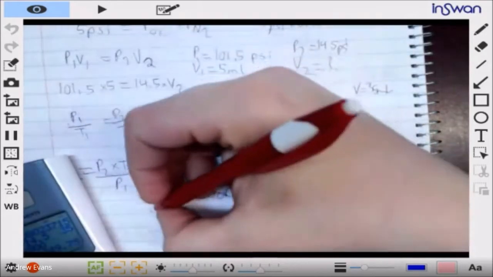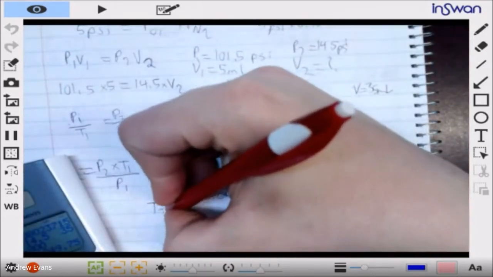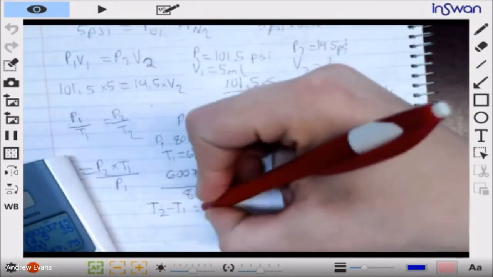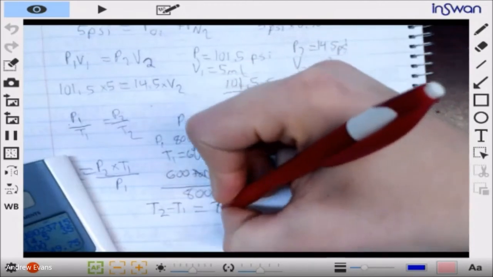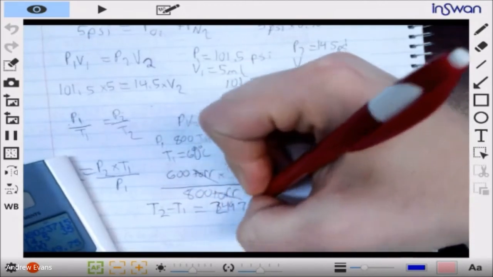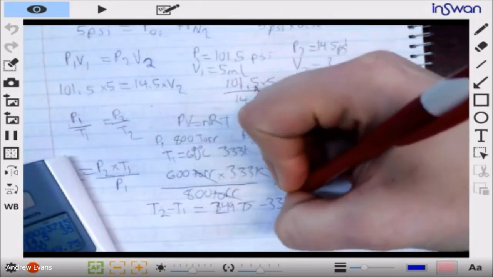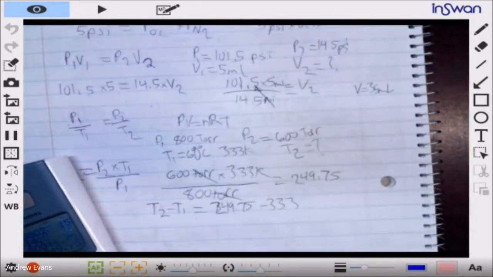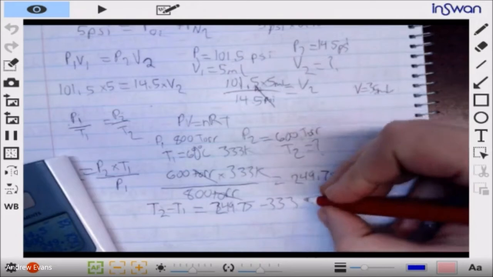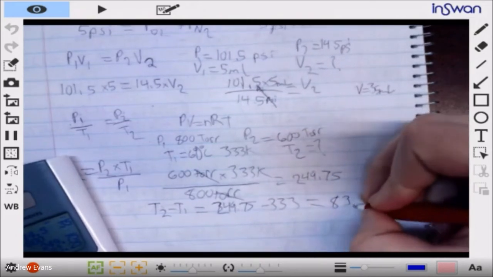So how much did the temperature drop? How much did the temperature drop? We're going to say 249.75 minus 333. It drops by 83 and a quarter.